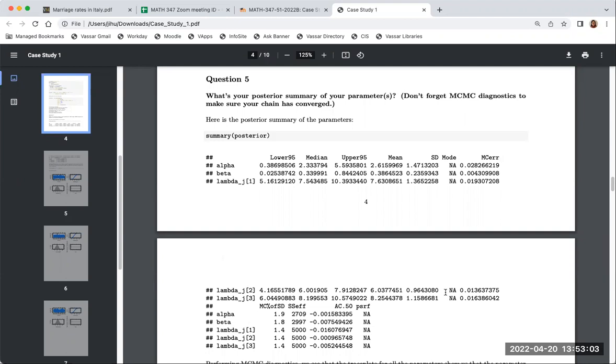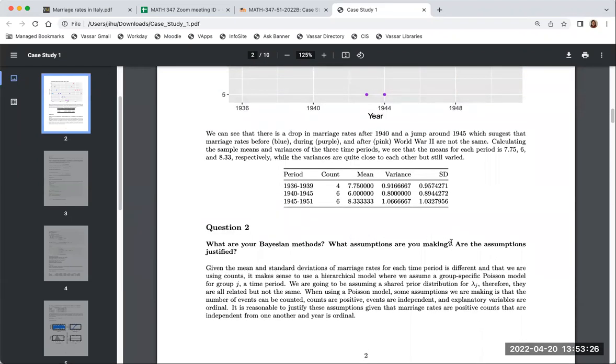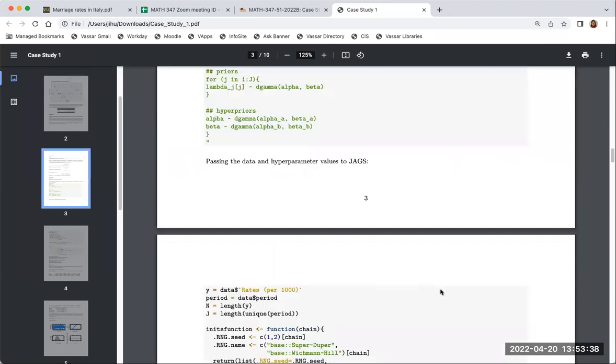Yeah, Shinji? I just want to take a guess. I'm not that sure, because at the very beginning, when we explored the data, we looked at the mean and the variance of all the data. So I'm thinking maybe we can also calculate the mean marriage rates before, during, and after World War II.